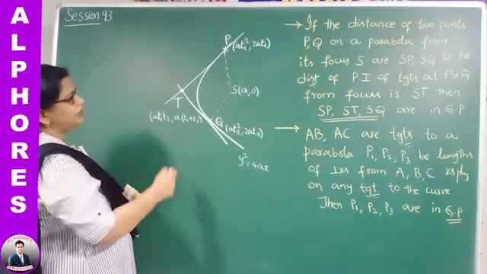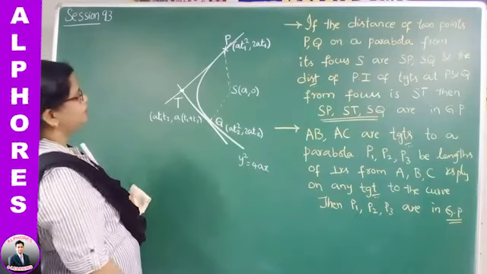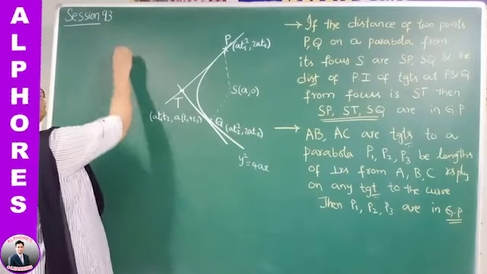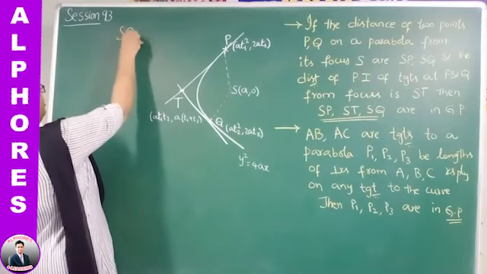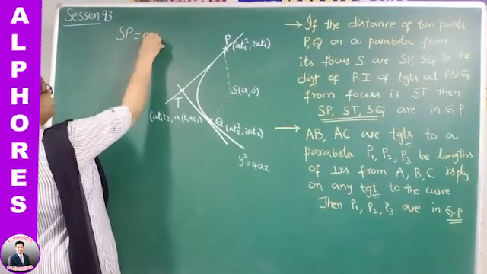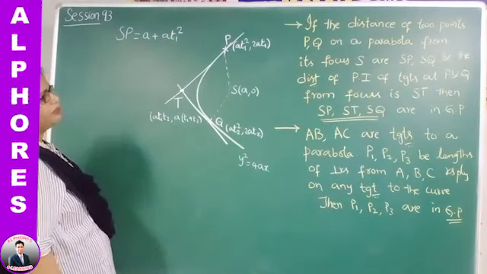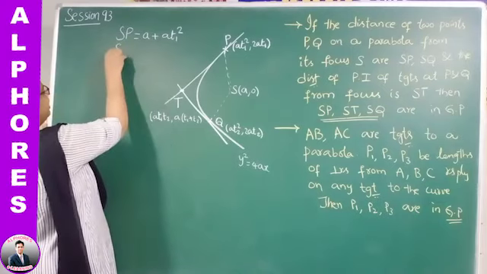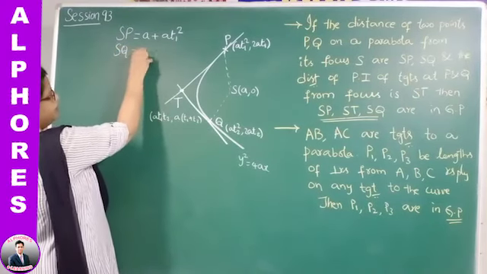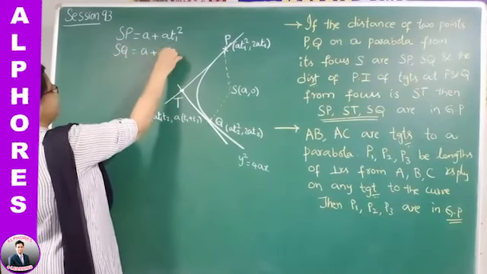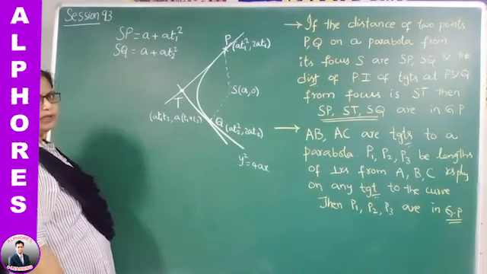Now, how can we prove it? The proof takes just 2-3 lines. What is the SP value? It is x1 plus a, so it is a plus at1 square, our formula. And SQ, again by the focal distance formula, is a plus at2 square. So these two you know clearly.